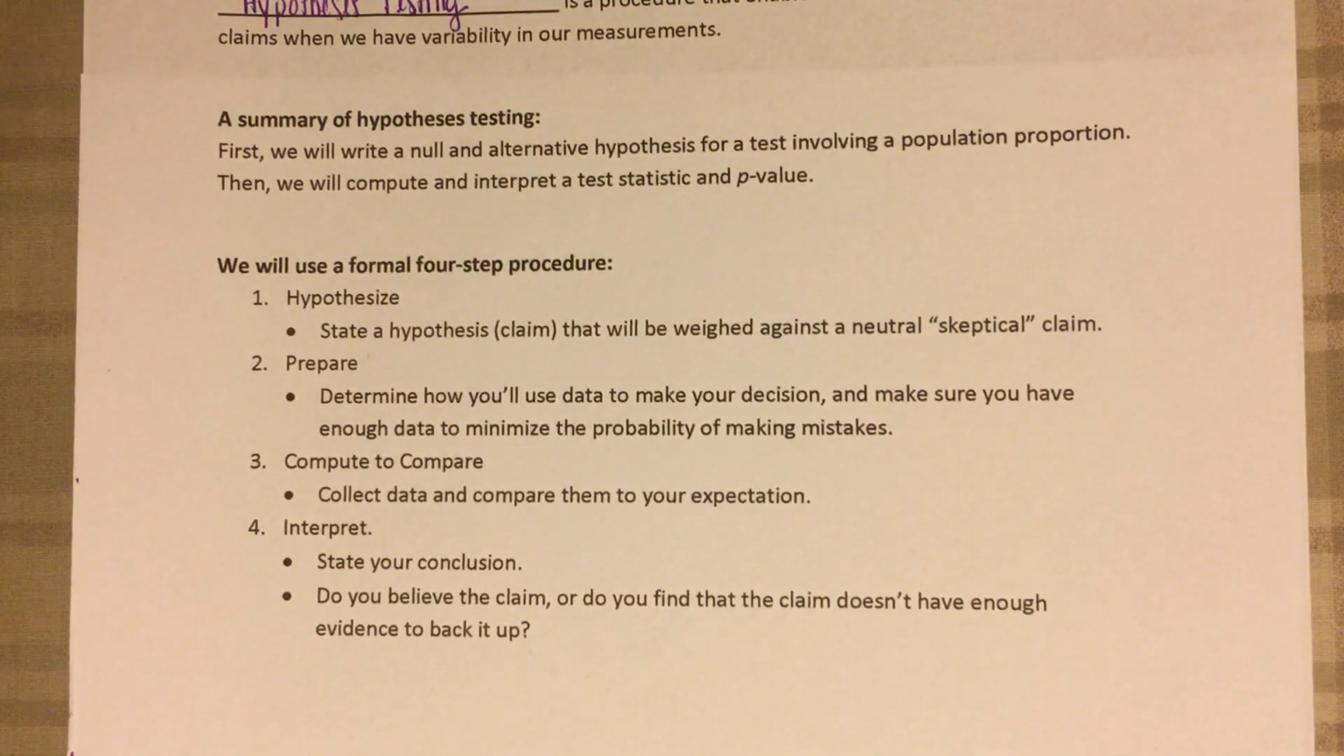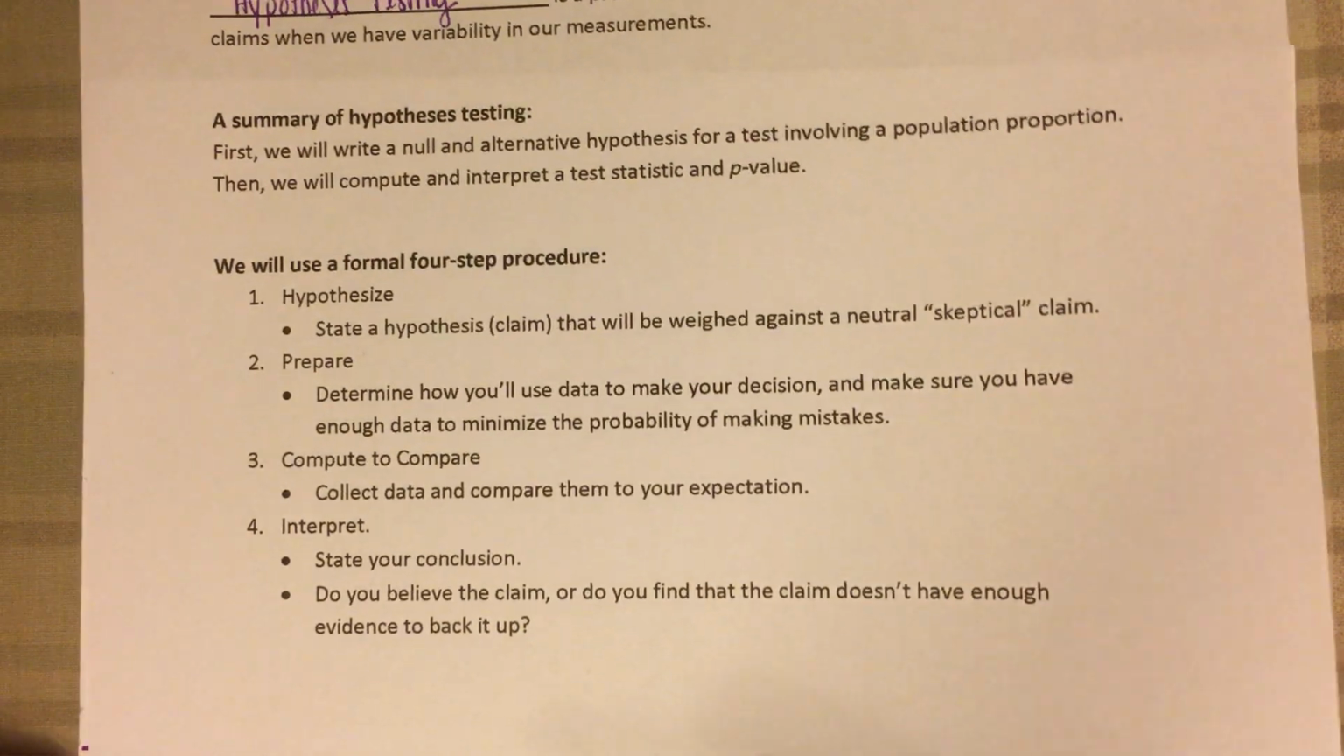Once we've stated our hypotheses, we're going to prepare, making sure that we have enough information to actually go through this process. So our conditions that we saw in chapter 7 are going to come back into play in the second step. Then our third step is going to be to actually do some computations. We're going to have a different formula for z-values than we had before, and we're also going to use StatCrunch to make some of our computations. And then the big end result of this process is going to be to interpret our conclusion. Do we believe our claim, or is there not enough evidence to back that claim up?